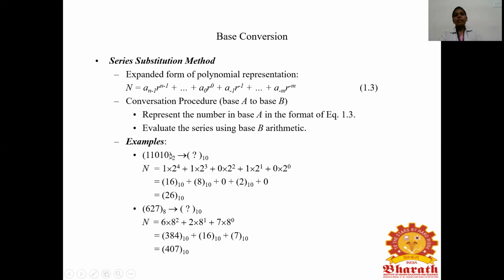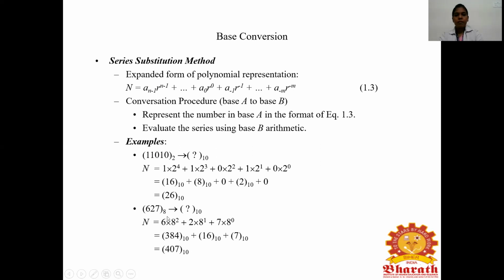Here we have a binary number 11010. We are going to convert this binary number into a decimal number. There is no decimal point here. So the positions are 2 power 0, 2 power 1, 2 power 2, 2 power 3, 2 power 4. It goes on like this, and then we got 26 to the base 10.